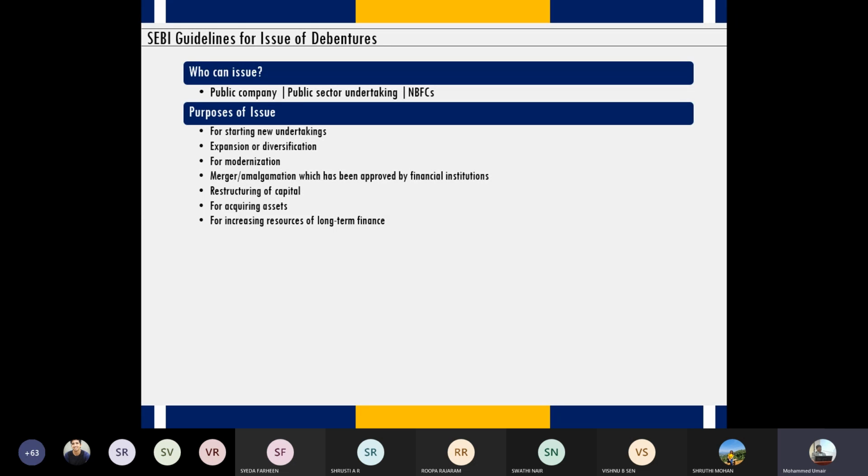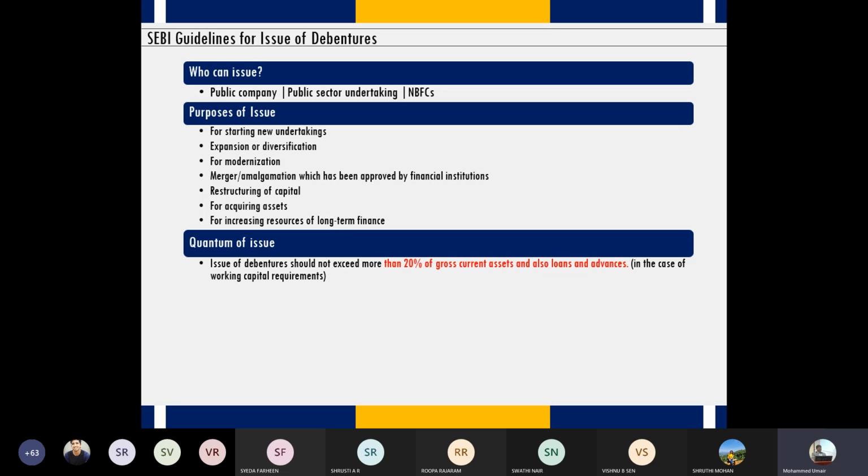Now, for what purpose can you issue debentures? So these are the different reasons for which you are allowed to borrow money from the public by issuing debentures. The reasons or the objectives can vary from expansion, diversification, establishing a new undertaking, restructuring of capital, mergers, amalgamation, right? So these are various reasons for which you can borrow money by issuing debentures.